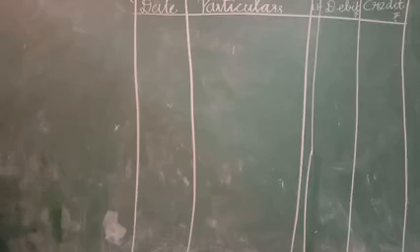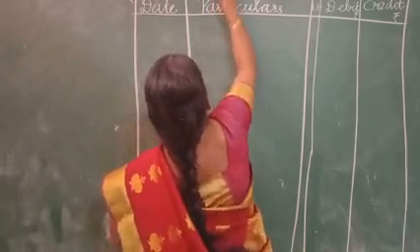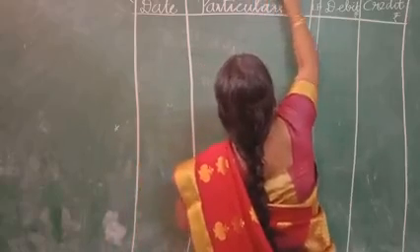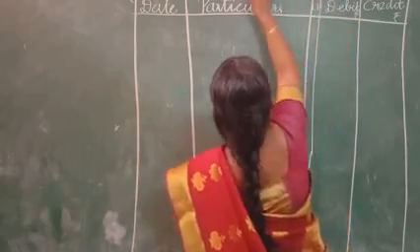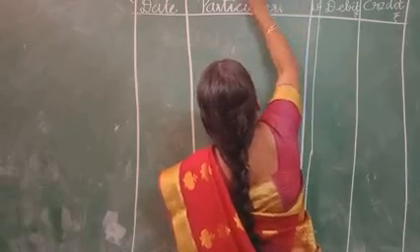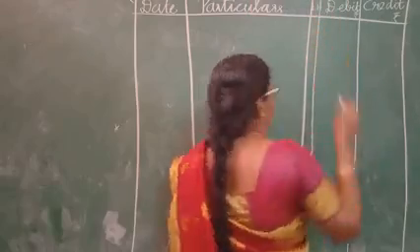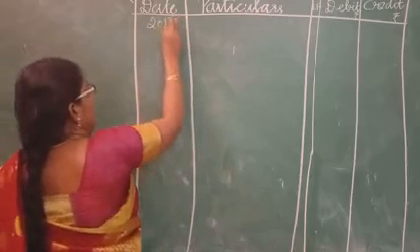First transaction is January 1, 2018, commenced business. What is the date? What is the heading? In the books of Delhi, journal entry. First transaction, 2018 January 1.